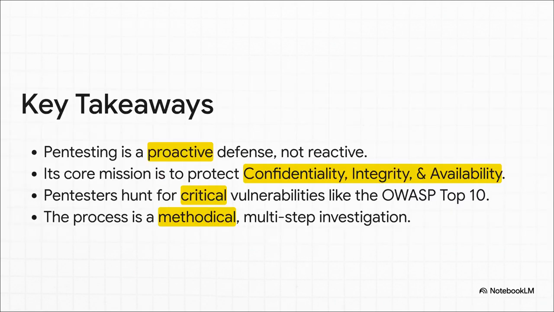So let's just wrap this all up. What have we learned? Pen testing isn't about reacting to a crisis. It's about getting ahead of it. It's a proactive defense. It's this methodical, human-led investigation where ethical hackers hunt for those critical flaws from the OWASP list. And they do it all with that one core mission we talked about, protecting the confidentiality, integrity, and availability of our data, the CIA triad.